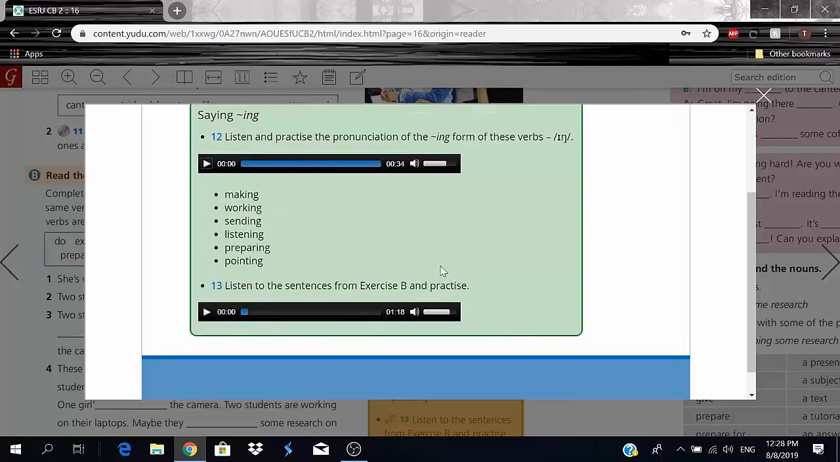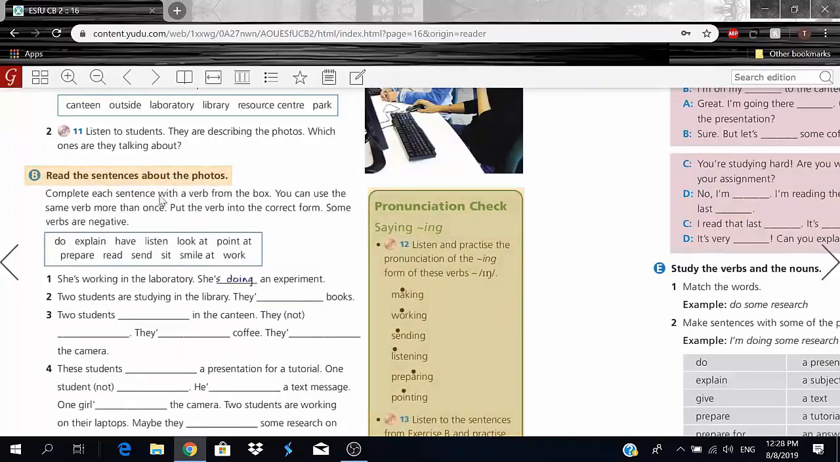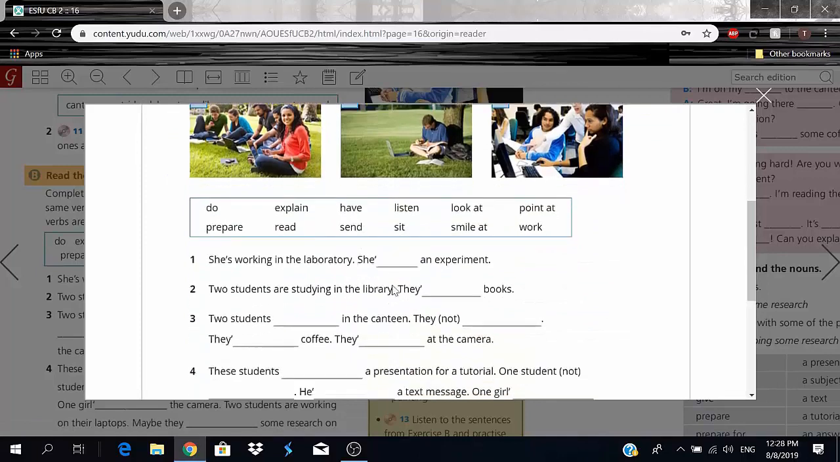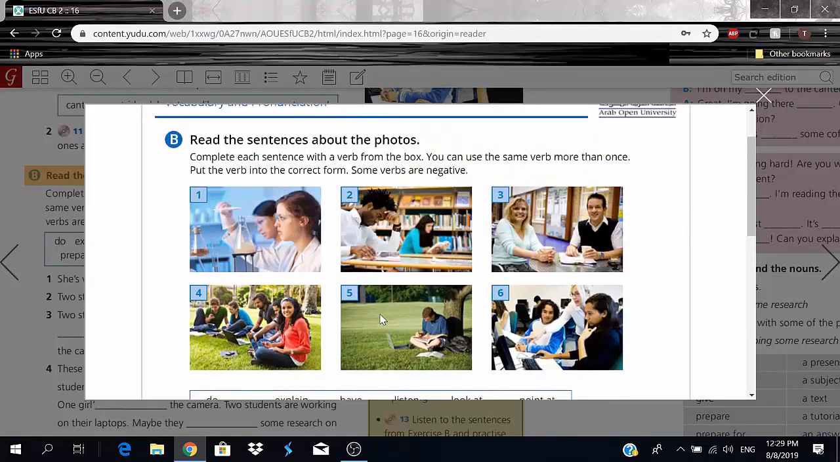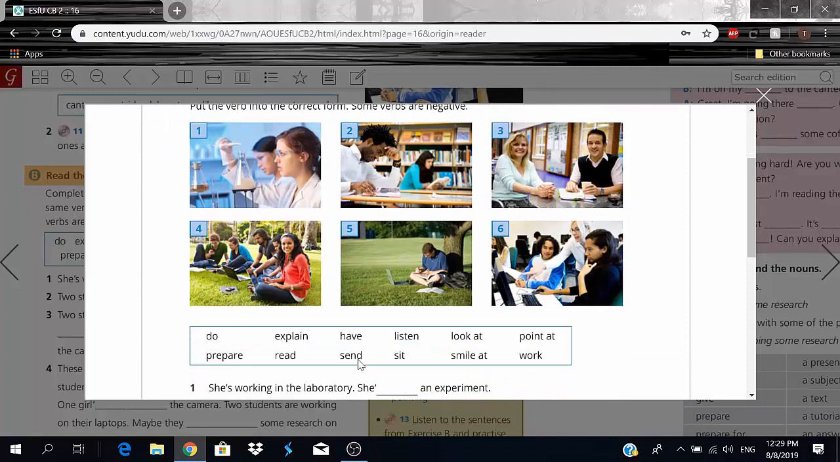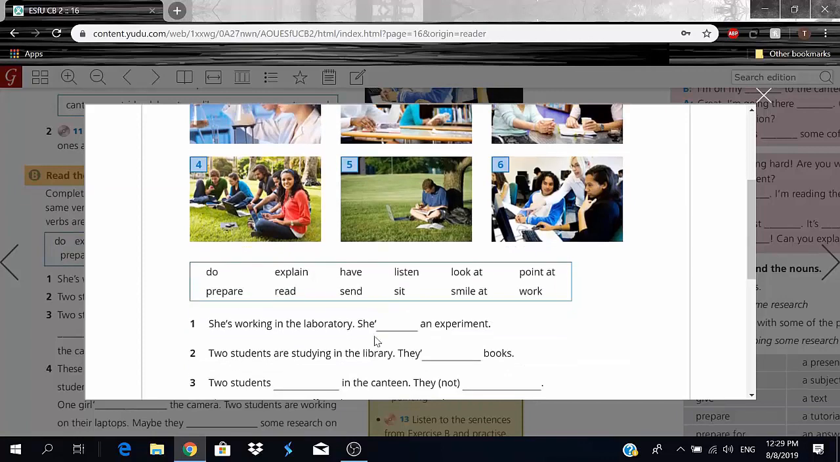Okay, simple stuff. Now we're gonna do exercise B here. We're gonna complete it, and then we're gonna go back to listen to the sentences from exercise B and practice. So basically, we're gonna complete the sentences here. Can we check? Give me a second. I think we should be able to have it here. Okay, we have it. That's good. Now, we might have to change the verb form. So for example, if it's have or send, we could say having or sending. It just depends on where it is in the sentence.